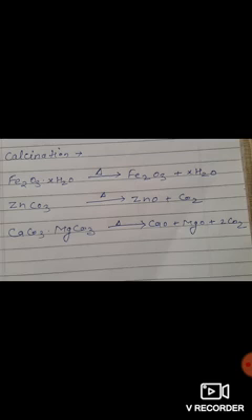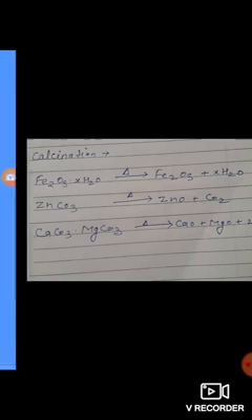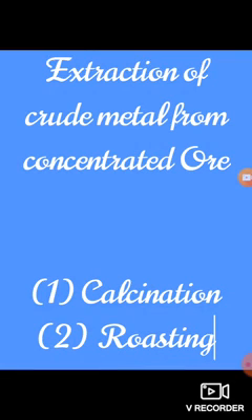Okay, now we'll talk about roasting. So in roasting, the ore is heated in a regular supply of air in a furnace at a temperature below the melting point of the metal.